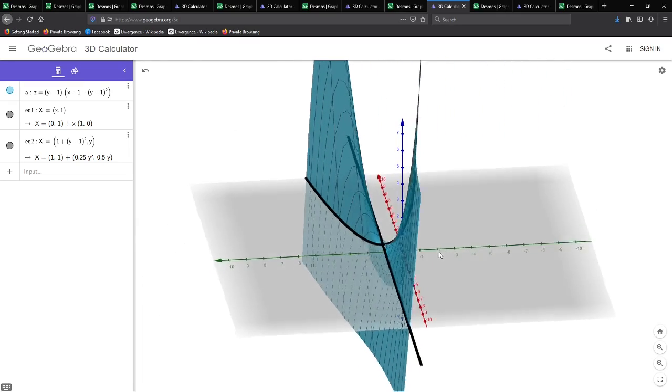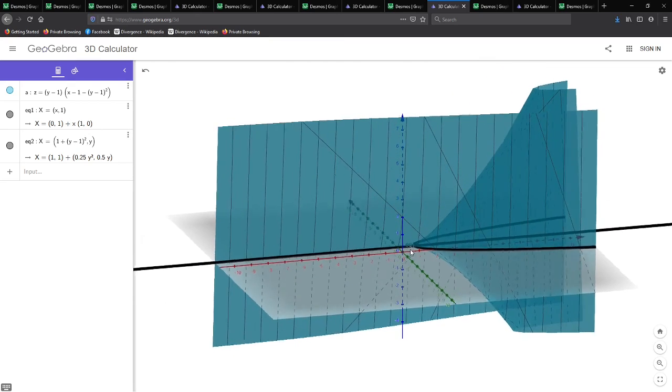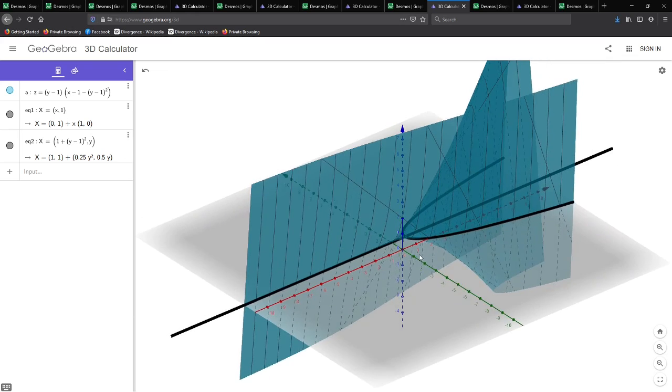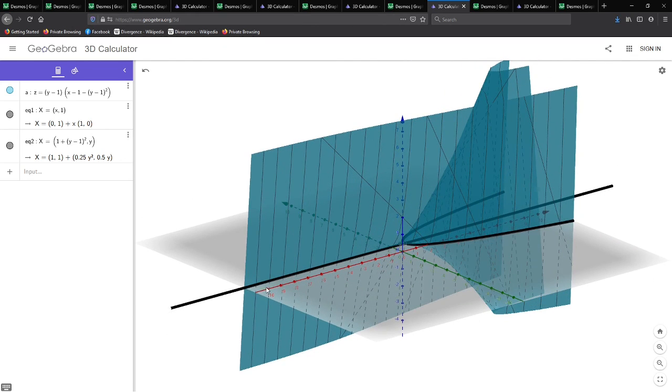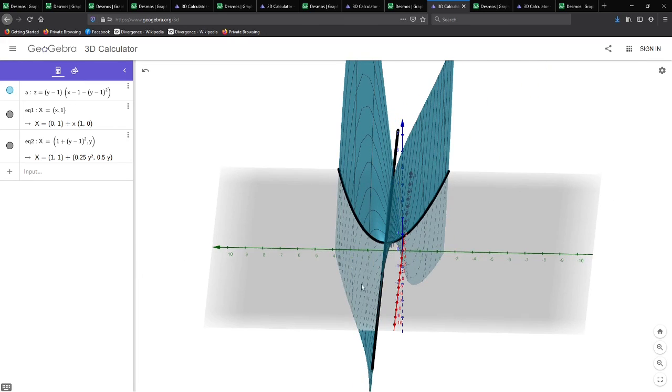So this blue surface right here is the function z equals f of y, lambda, and you see that this is why all of these points are asymptotically stable, because the function is positive in this region and it's negative in this region right here.